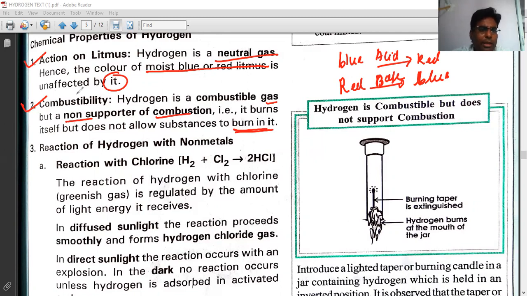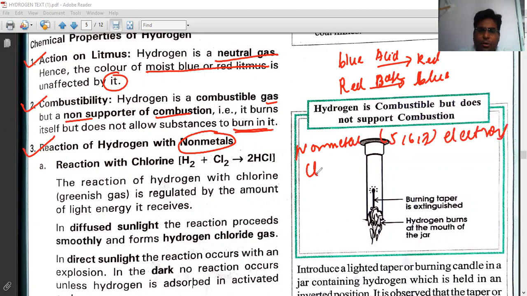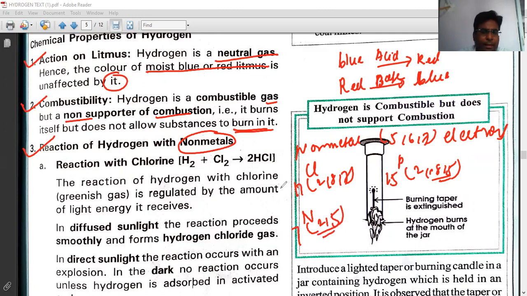Yes, sir. Okay. Now the next point is reaction of hydrogen with non-metals. So you know non-metals, right? Which have 5, 6 or 7 electrons in the last orbit, that is called a non-metal. Like chlorine, it has 7 electrons in the last orbit. Like phosphorus, it has 2, 8, 5, so 5 electrons in the last orbit. Like nitrogen, atomic number 7, so electronic configuration is 2, 5, right?